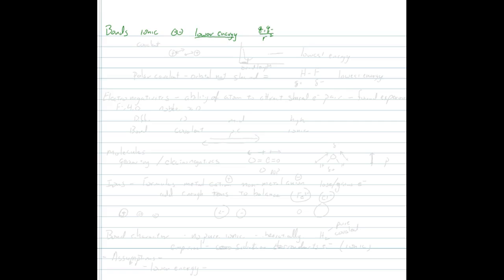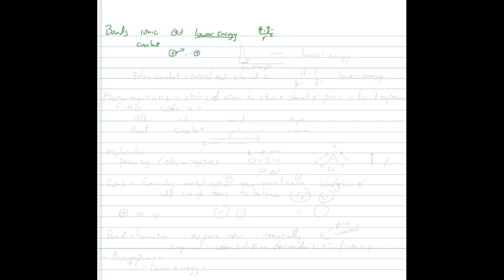Here's a quick overview. Covalent. Covalent is caused by the mutual attraction of an electron cloud by two different nuclei, two different atoms' nuclei. So here we have a nucleus, here we have a nucleus, and we have an electron cloud.